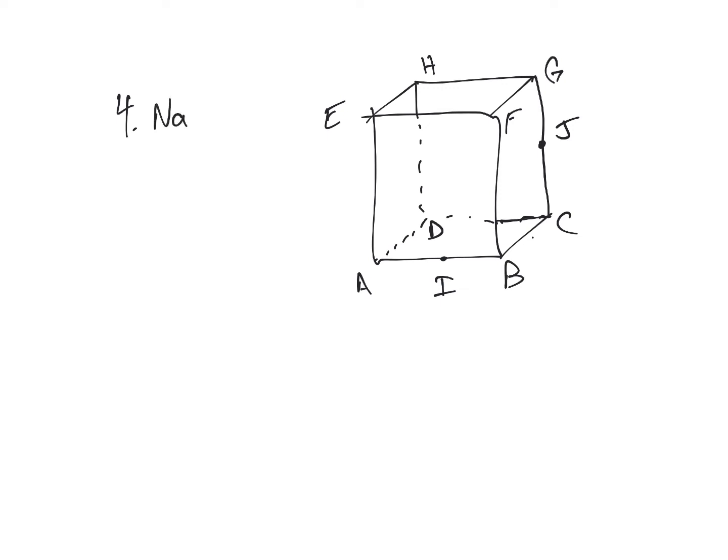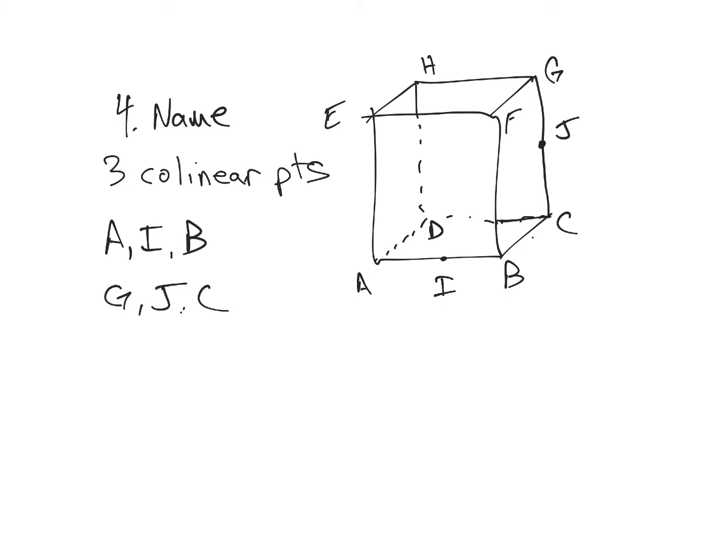Okay, all right, so name 3 collinear points. You should have said there's 2 possibilities, A, I, and B. And you could have said G, J, and C. Those are the only 3 that are on the same line. Okay? All right, number 5.